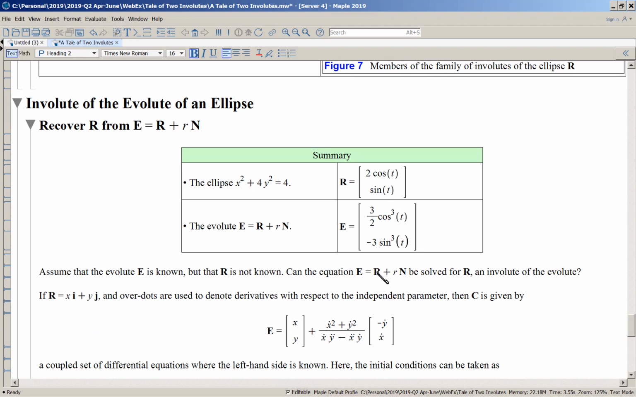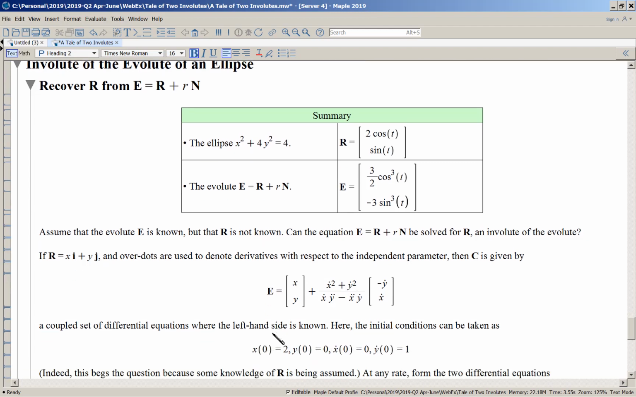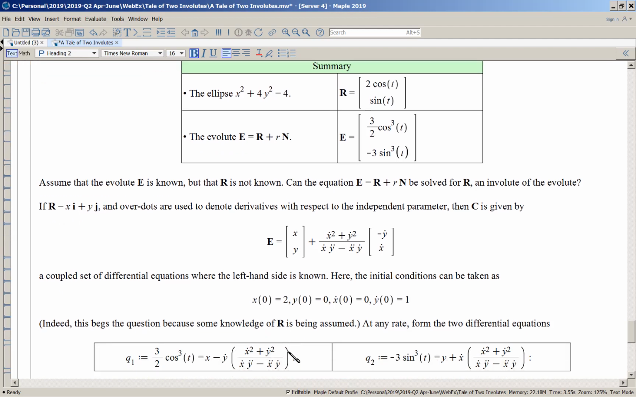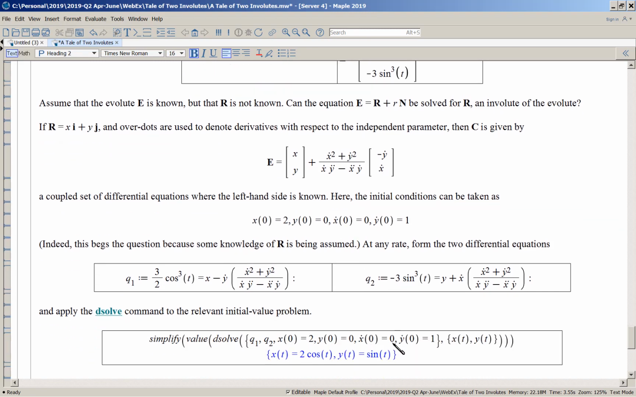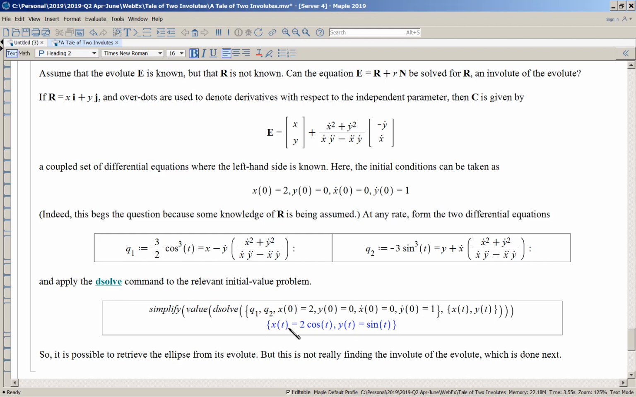Describe the unknown R as x of t, y of t, and use over dots for derivatives. This is what the right-hand side looks like. And if you know E, well, this is a pair of coupled differential equations. Now I'm going to take the initial conditions that match the ellipse that I started with, so I'm kind of cheating here. So we have these two differential equations and these initial conditions, and I threw that at dsolve, and lo and behold, I got back the original ellipse.